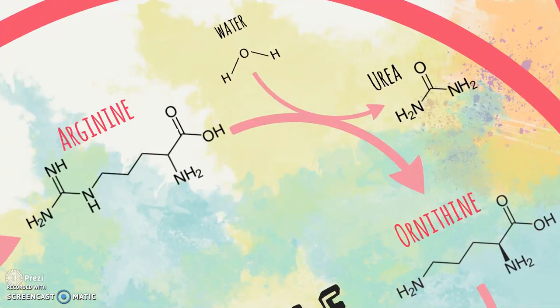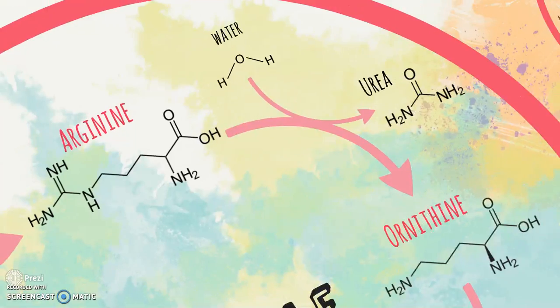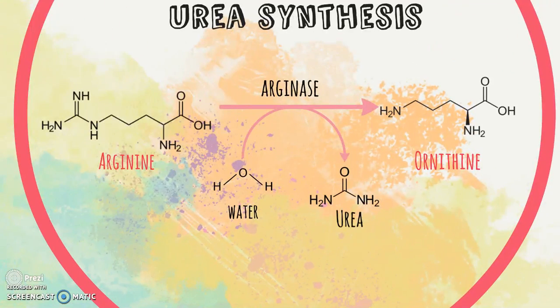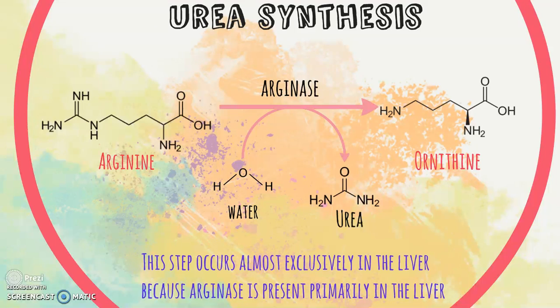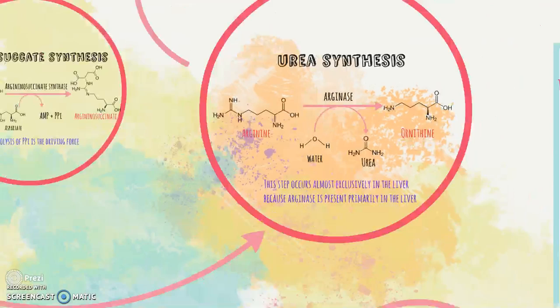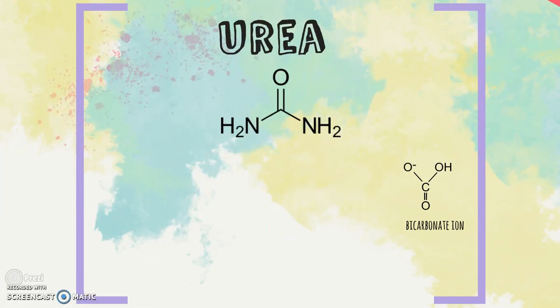The last reaction of the urea cycle is catalyzed by arginase, which catalyzes the hydrolysis of the guanidino group to produce urea and ornithine. Ornithine is then transported back to the matrix of the mitochondria, and the cycle is complete. There are two nitrogens in urea.